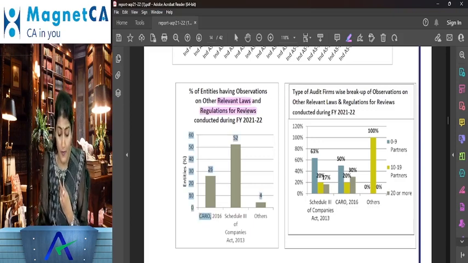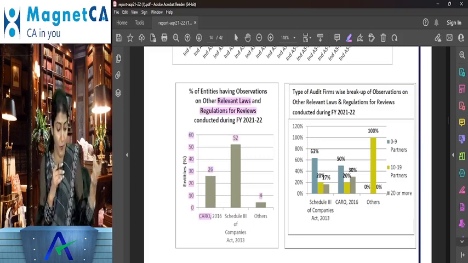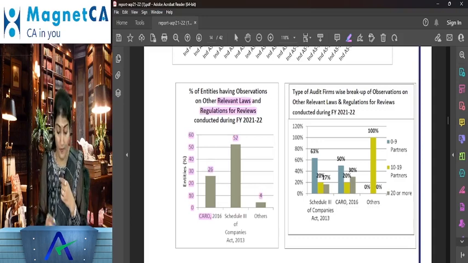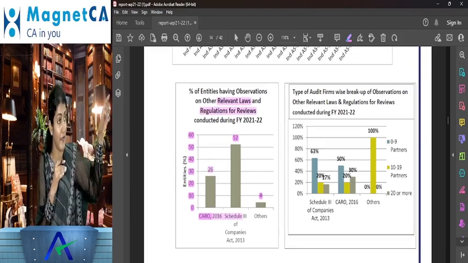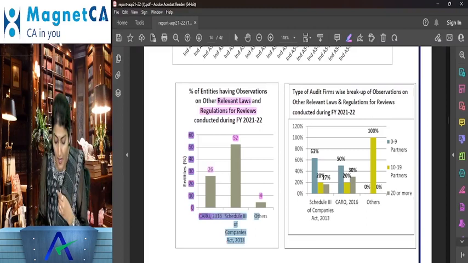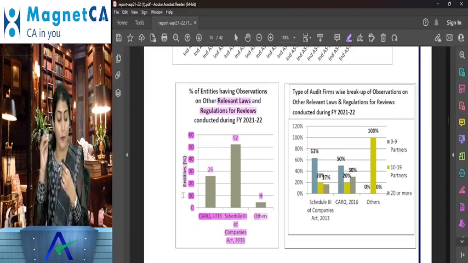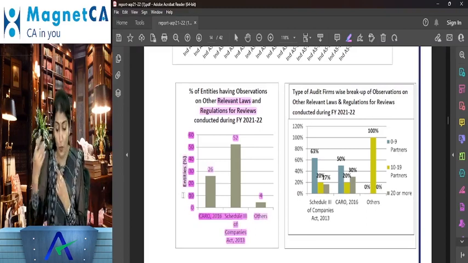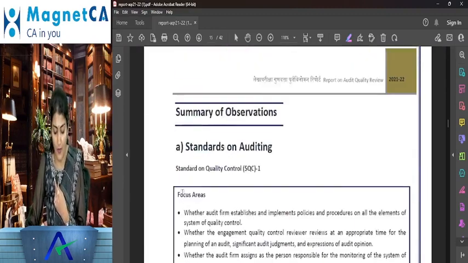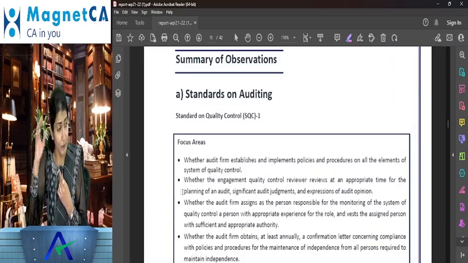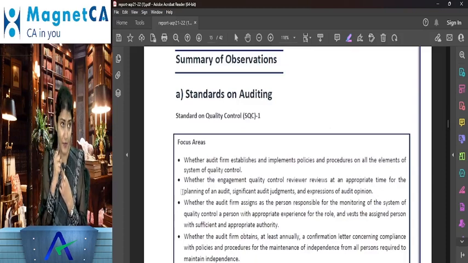Okay, in how many cases is CARO reporting not done properly? 26% of the cases. Schedule 3 non-compliances, they are in 52% of the cases. And other non-compliances, they are in 4% of the cases. So this is non-compliance with the other laws and regulations. And these are the summary of the observations. What did you find out?